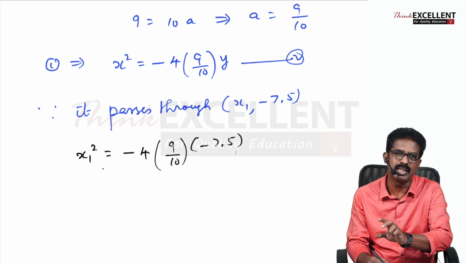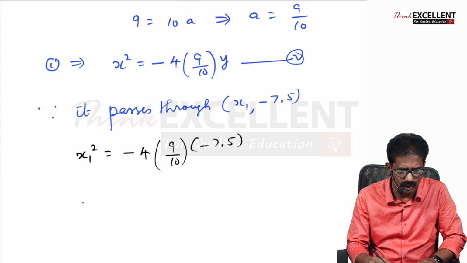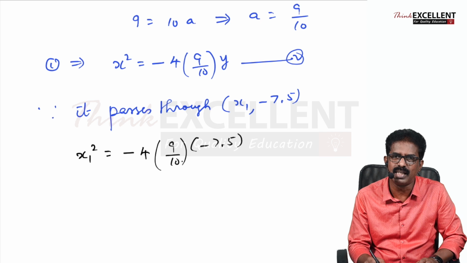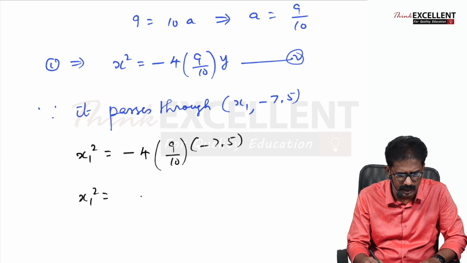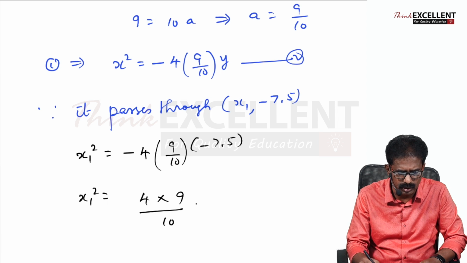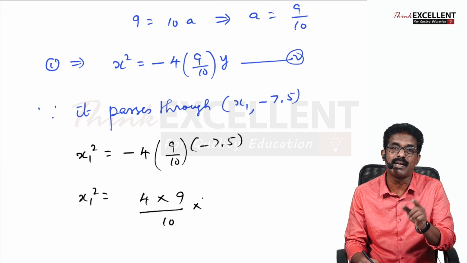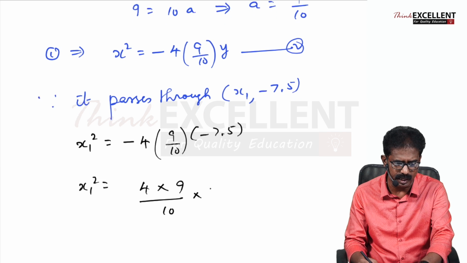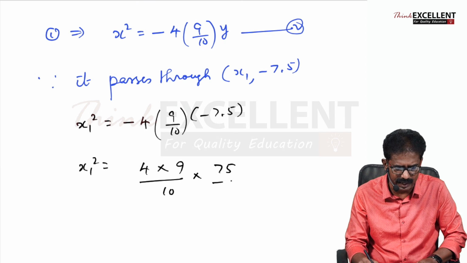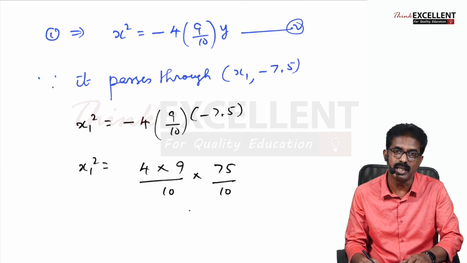That decimal, you change it as a whole number first. So don't cancel this 4 and 10 and all. We'll leave it. So x1 square equal to, please listen, minus into minus is what? Plus. So you are getting 4 into 9 by 10 we have, into only one left out. What is left out? That's 7.5. Make it as a whole number. So multiply by 10 and divide by 10. You will get 75 by 10. Hope you understood. Now take square root.